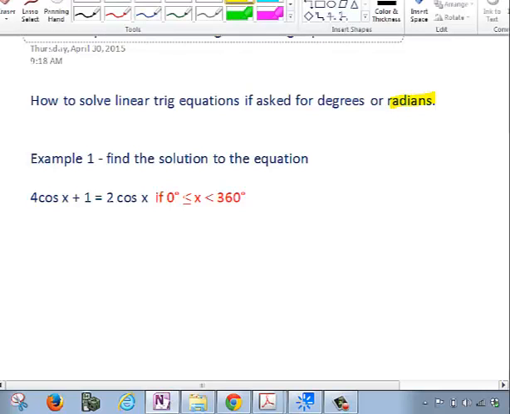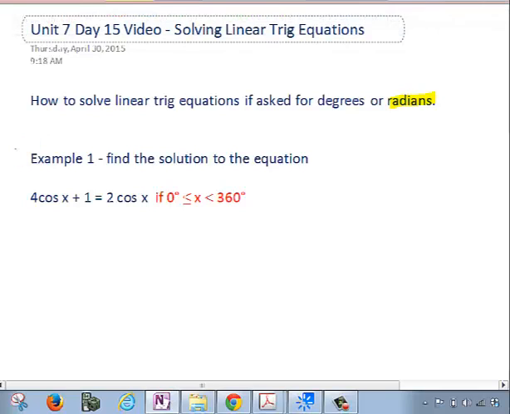So the first thing we want to do when we have a linear trig equation is we want to solve for the trig ratio that we're eventually going to solve for the angle for. So in this case, in our first example, we have 4 cosine of x plus 1 equals 2 cosine of x. So we want to solve for cosine.